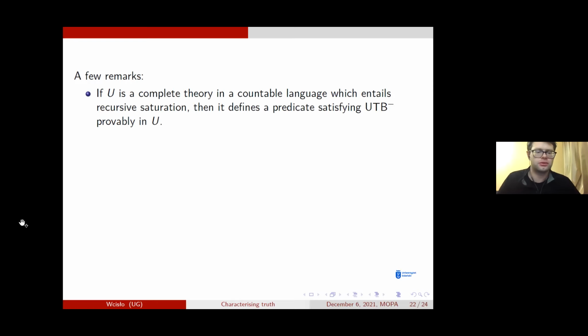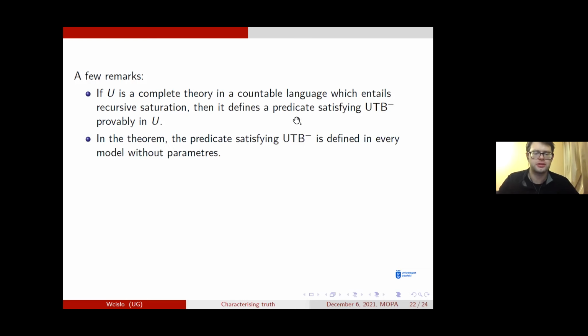So you could replace dependence on the model with dependence on a completion of a theory. If U is a complete theory in a countable language, which implies recursive saturation, it defines a UTB minus predicate. The predicate satisfying UTB minus is defined in every model without parameters, just by the proof or by Mateusz's observation from the last talk.